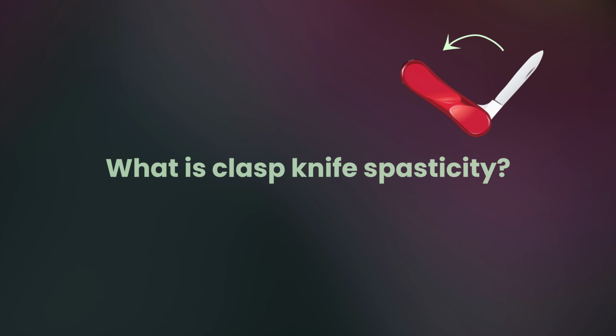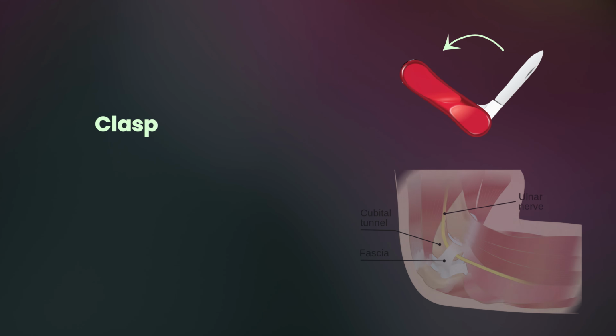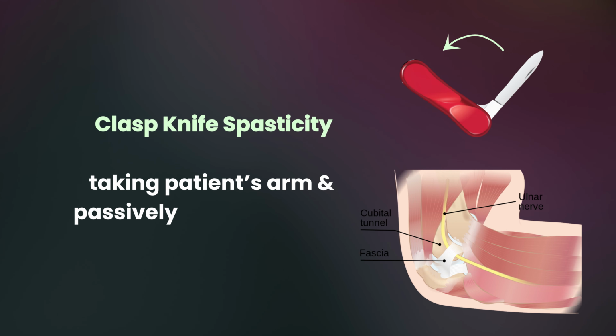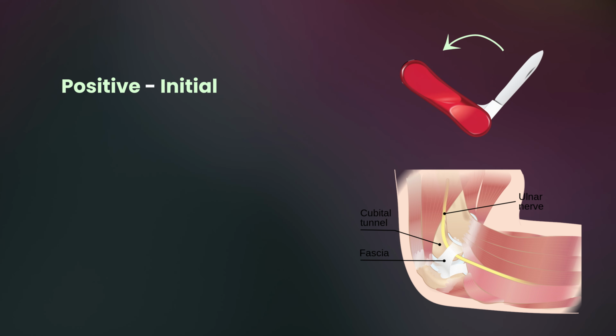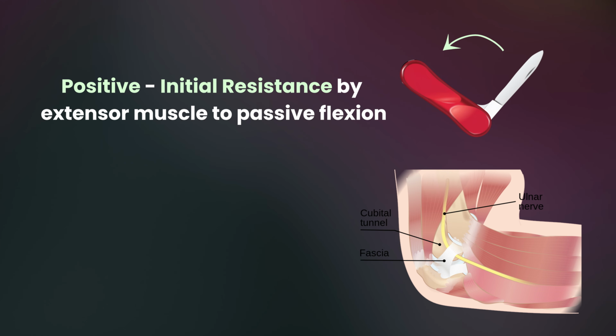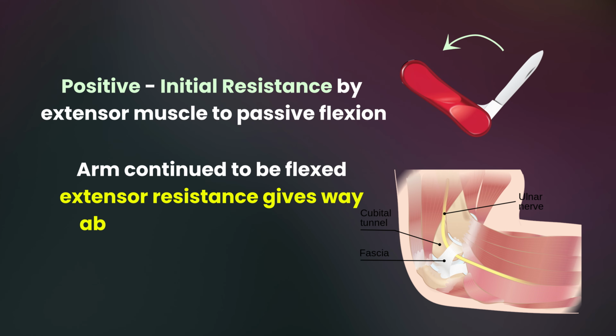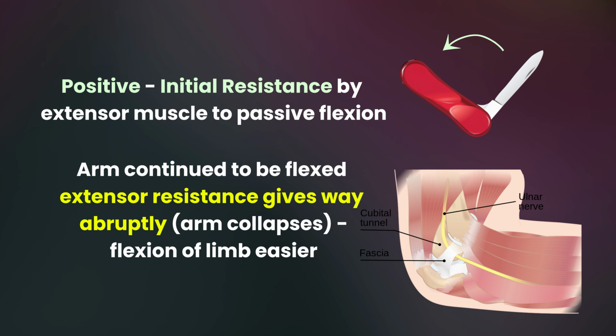What is clasp knife spasticity? Clasp knife spasticity is expressed by taking the patient's arm and passively flexing at the elbow joint. A positive result is when there is initial resistance by the extensor muscle to the passive flexion. As the arm is continued to be flexed, the extensor resistance gives way abruptly. The arm collapses, allowing the flexion of the limb to become easier.